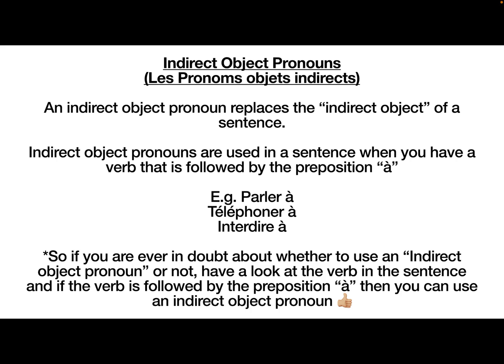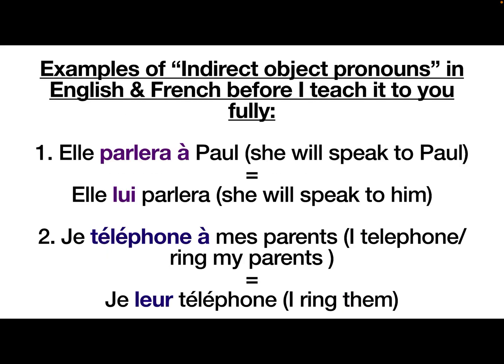So if you're ever in doubt about whether to use an indirect object pronoun or not, have a look at the verb in the sentence. If that verb is typically followed by the preposition à plus a person's name, then you can use an indirect object pronoun. Okay? Now, let's go through it in really simple terms.